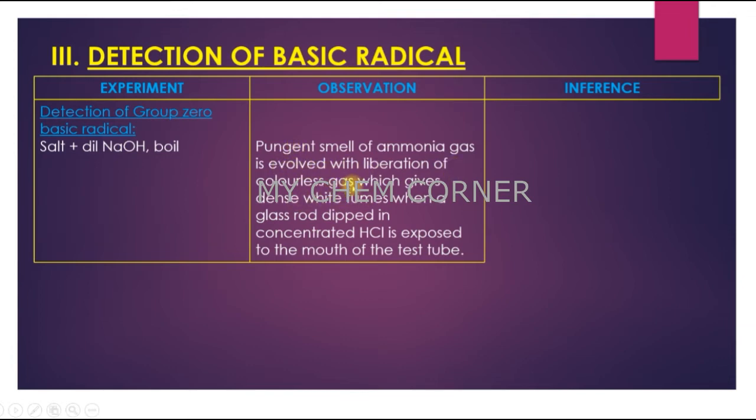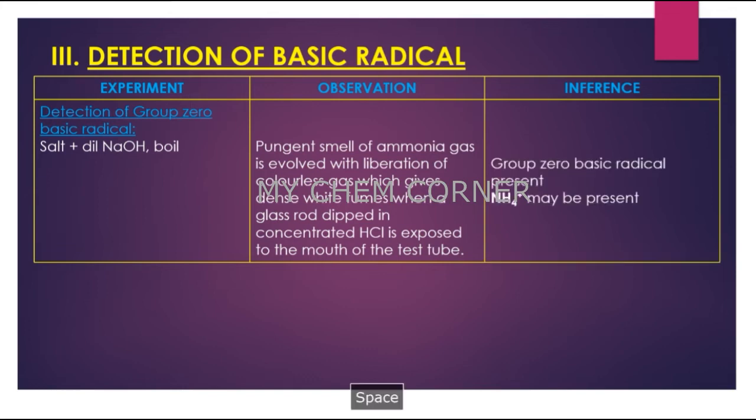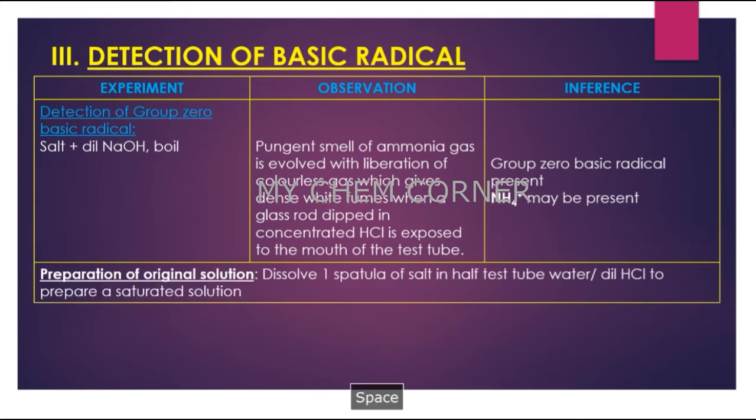Now what you will do is take your glass rod, dip it in concentrated HCl and expose it to the mouth of the test tube. When you do that, the fumes coming out will be dense white. Then you are going to say that group 0 is present, the radical could be NH4+. If you have group 0, then before you move into confirmatory tests, you need to prepare something called the original solution, because in acid radical you used salt directly.